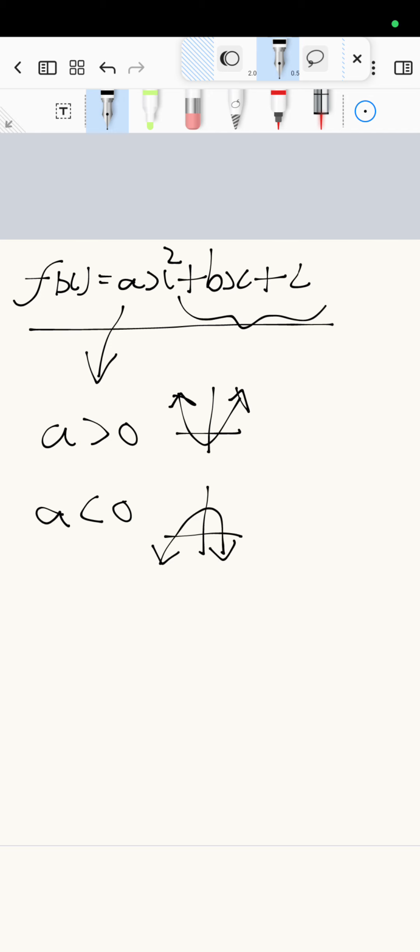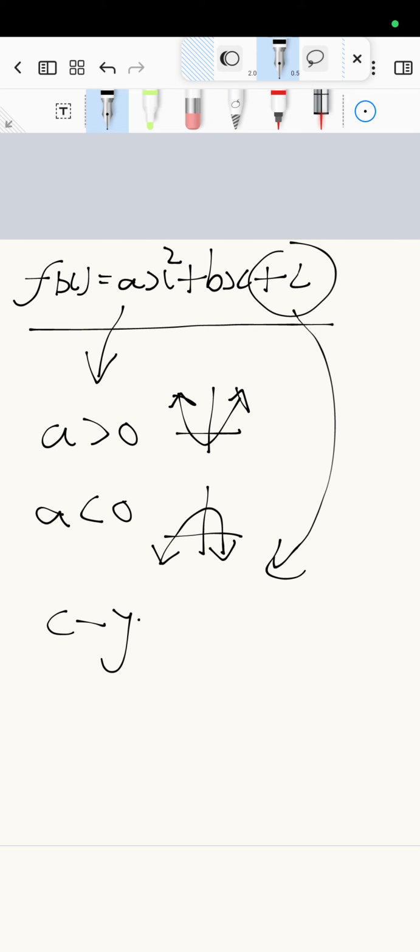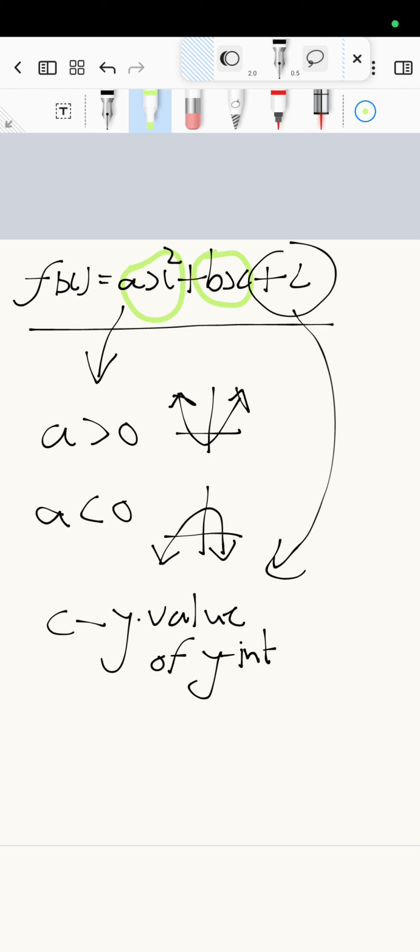In this equation, b, for example, doesn't really tell us anything. It will help us find some stuff, but b doesn't tell us anything. C, our c value over here, will give us our y-intercept. So c will be the y value of your y-intercept, because I know a y-intercept is a coordinate. In order to find your y-intercept, you make x 0, so if x is 0, this becomes 0, this becomes 0, you're only left with c.